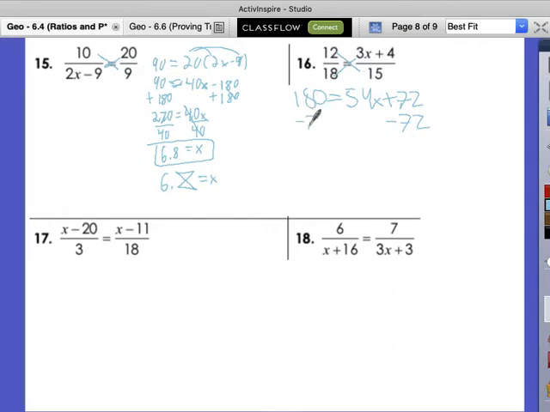Subtract 72 from both sides, and then you get 108 equals 54x. And then you want the x alone, right? The x alone. So then you divide each side by 54, and you get x equals 2.